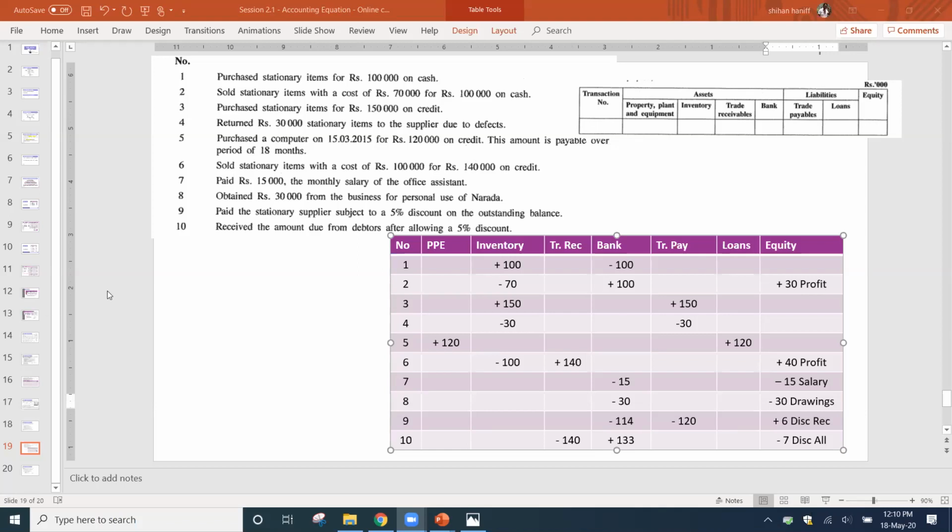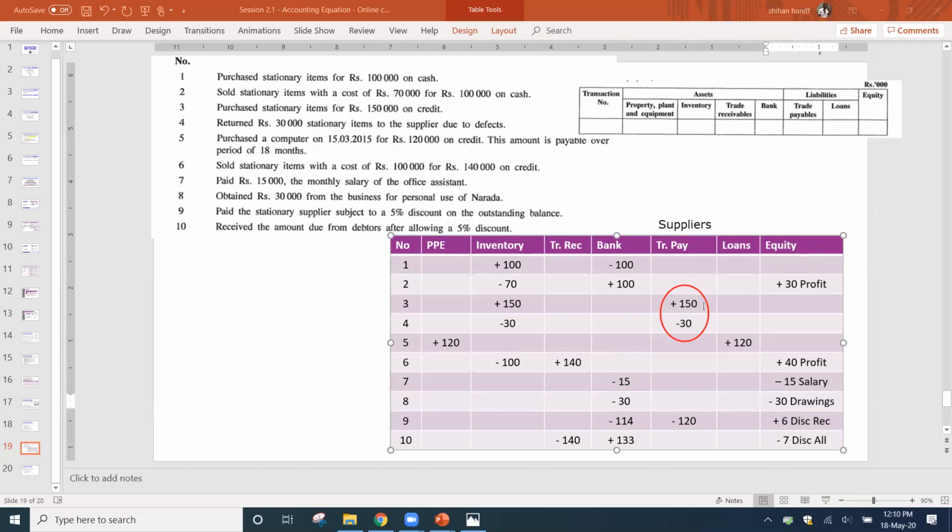Explain adjustment number 9 from this. Paid the stationery supplier subject to a 5% discount on the outstanding balance. So we need to find out the outstanding balance for the supplier. Payable is the supplier. Right? So the outstanding for the trade payables.